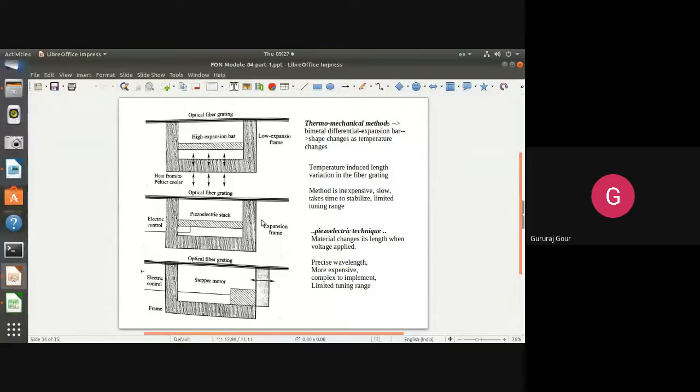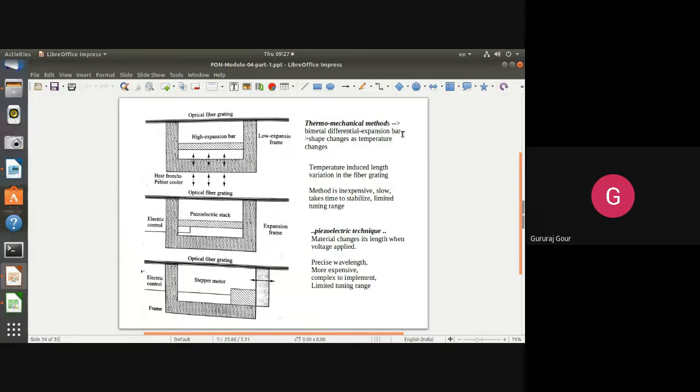So thermomechanical methods involve a bimetal, differential expansion of the bar. Here you can see your optical fiber grating is indicated by this thick line at the top. Below, at the bottom, we have attached a high expansion bar. Inside that and outside it is a low expansion frame. So heat from the filter cooler is going to stretch the spacing between the high and low expansion bars. So the heating effect, that is the thermomechanical method, is used here.